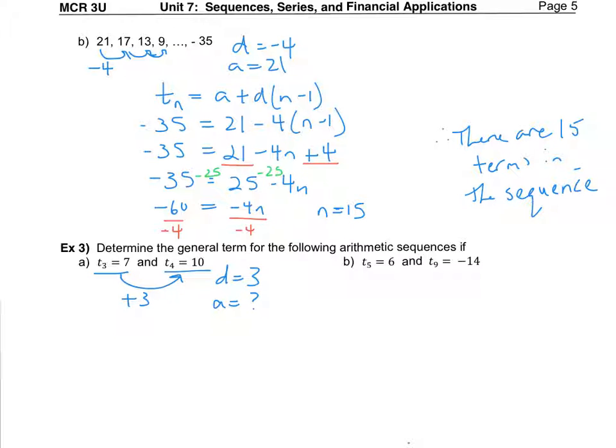I could work backwards because I'm at 3 and 4. I could just say, well, term 2, I could subtract 3, and that would give me a value of 7 take away 3 is 4. So term 2 would be 4. I could subtract 3 again to get down to term 1.